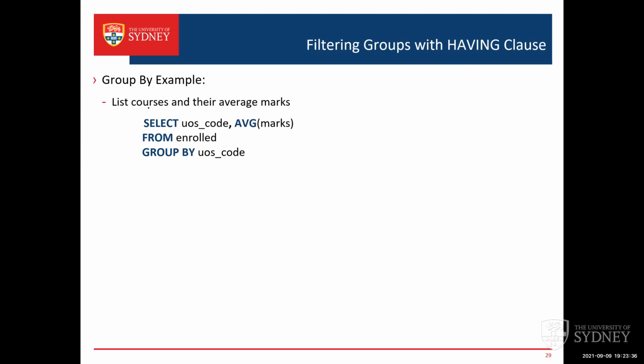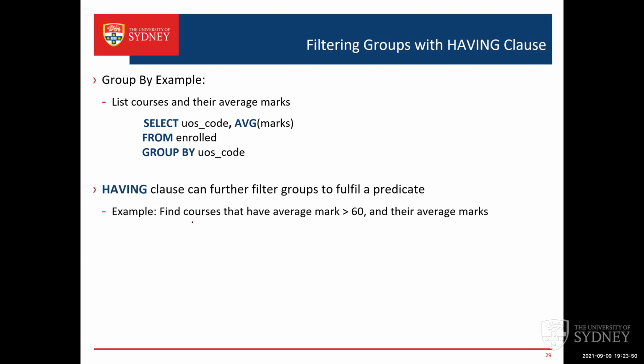So this query, list course and their average mark, should be simple now. Select unit study code and average mark from this table, group by unit study code. Now I want to put some condition there. Give me the courses that have average mark greater than 60 only. Give me the courses and their average mark where the average mark of that course is greater than 60. How should I write that one?